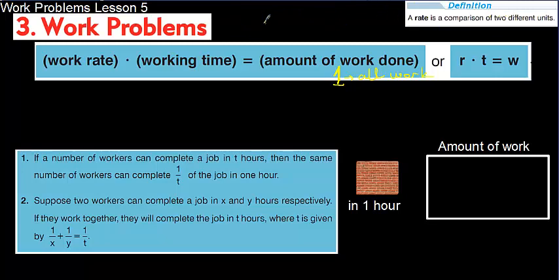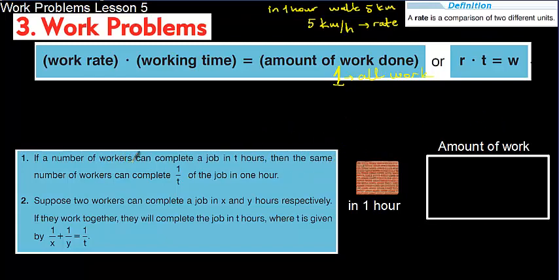If I explain simply like this, if I walk 5 kilometers in 1 hour, my hourly walking rate is going to be 5 kilometers per hour. So I'm comparing kilometers with hours, and this becomes my walking rate. Now, to understand the first rule here, I'm going to give this example.